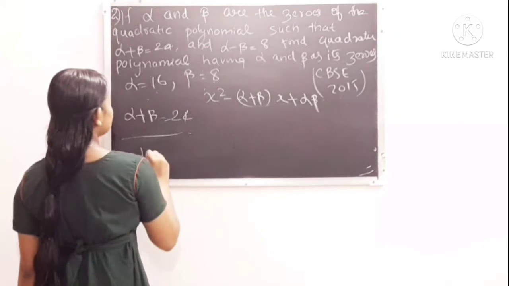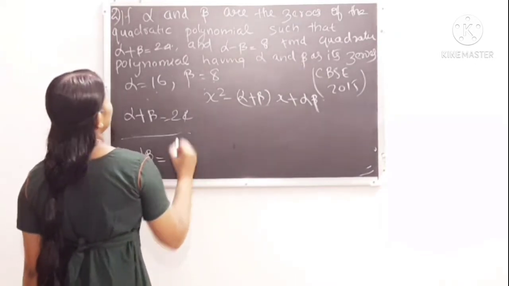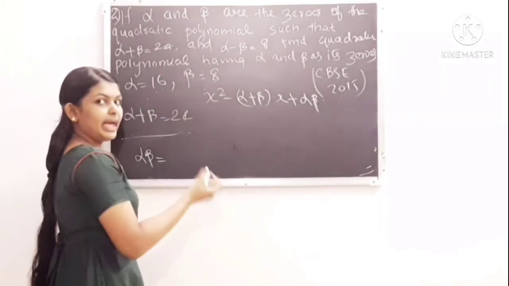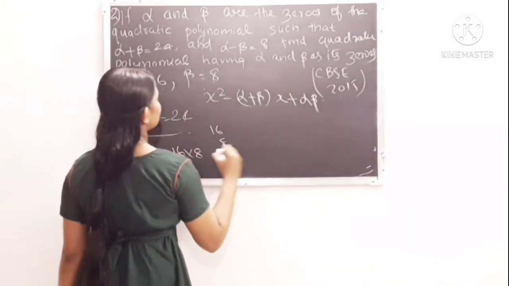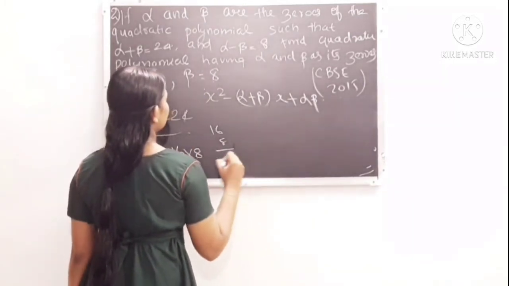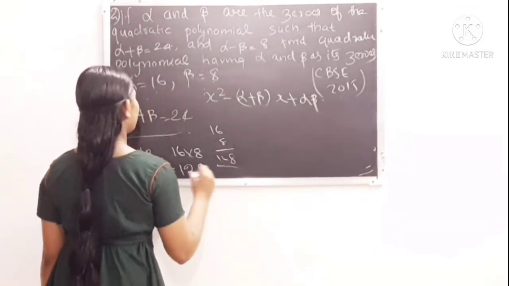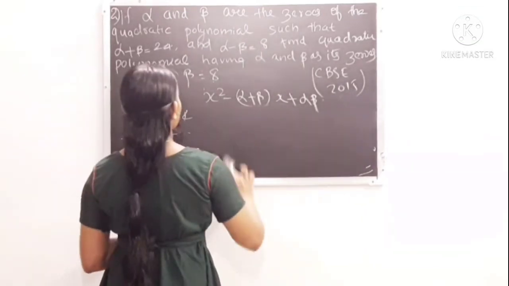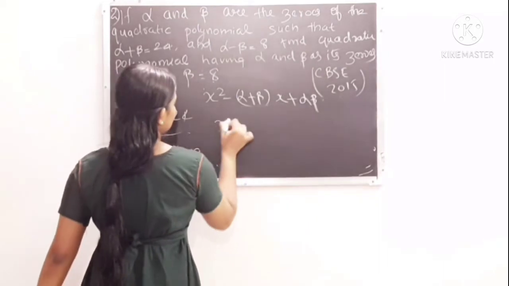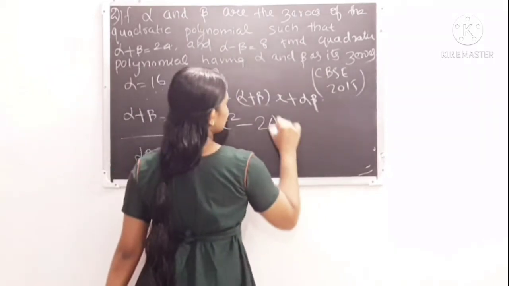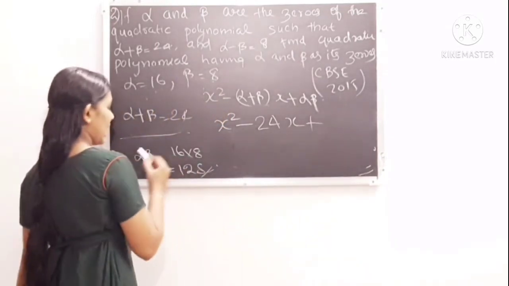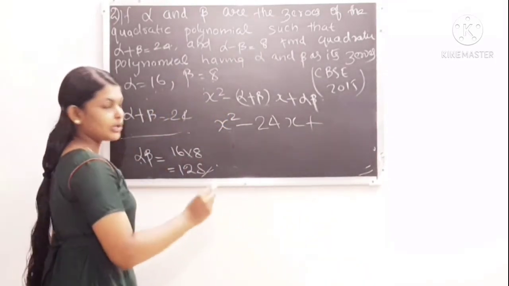And alpha beta means the product of the roots, which is equal to 16 into 8, and that is 128. Now we can substitute in this equation. So it will be equal to x square minus alpha plus beta, which is 24, so 24x, plus the product of the roots, alpha beta, which we obtained as 128.